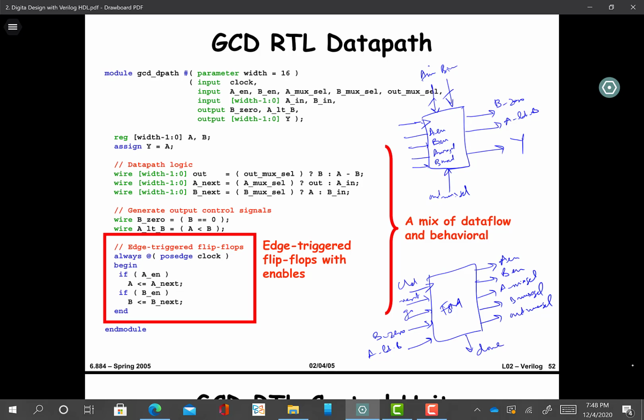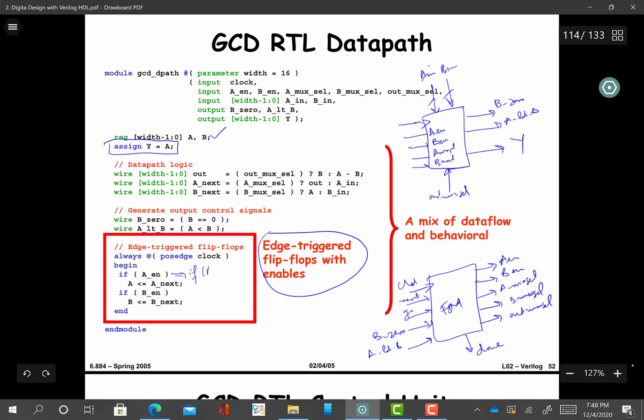So after defining all the inputs and outputs, you see assign y is equal to a. So a is one of the registers, and we have two registers, A and B. So let's see how registers are defined. You see this logic in the red box. So always @(posedge clock) begin if A enable. So if A enable means it's equal to this. If A_enable is equal to 1, they are the same thing. A gets, non-blocking, A next. If B enable is 1, then B gets B next. So you see for each of these if there is no else. For each of these if there is no else. That's why on the else part what will happen, it will happen like this.